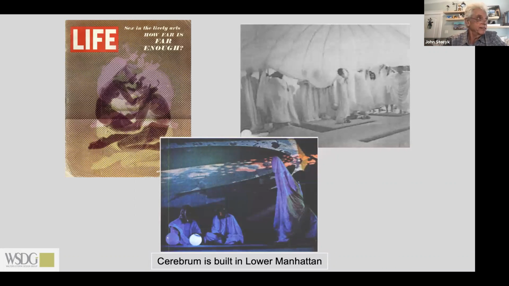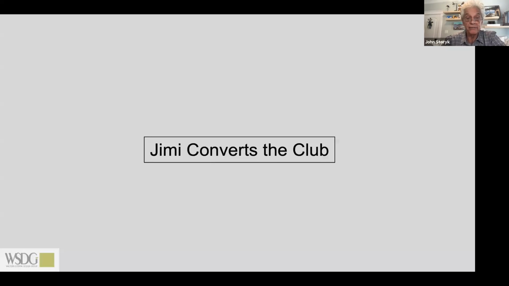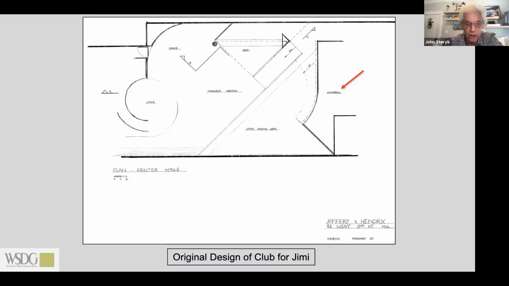And literally, I got a call from his manager one day, "You want to do a club for Jimi Hendrix?" Seemed like an interesting project. And of course I said yes. I'm still only 22 years old. This is the only drawing that I have of the club. And what's interesting about it, and Jimi wanted everything to be curved and white and changing lights. And I think that's why he sort of lined himself up with that Cerebrum Club downtown.